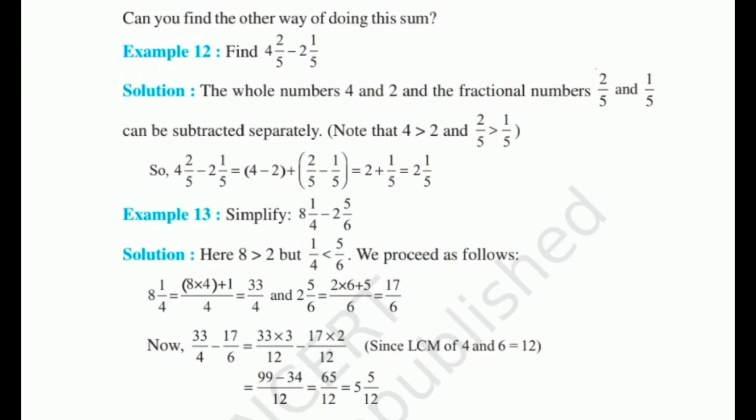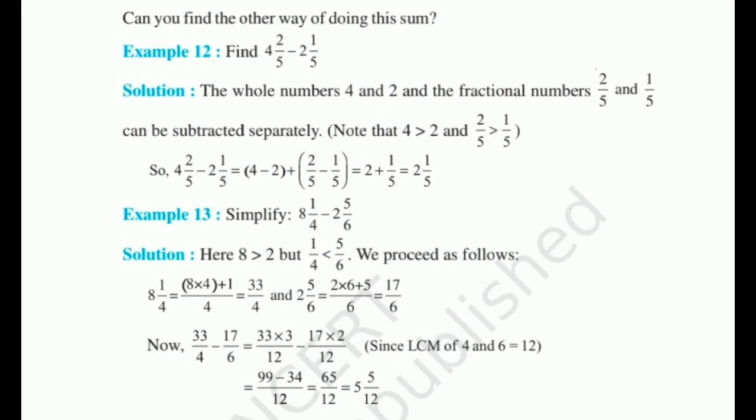Find 4 2 by 5 minus 2 1 by 5. The whole numbers are 4 and 2 and the fractional numbers are 2 by 5 and 1 by 5. Can we subtract separately? Note that 4 is greater than 2 and 2 by 5 is greater than 1 by 5. So 4 2 by 5 minus 2 1 by 5. 4 minus 2 will be taken separately. Then 2 by 5 and 1 by 5 can be taken separately. So 2, 1 by 5. The answer will be 2 upon 1 by 5.